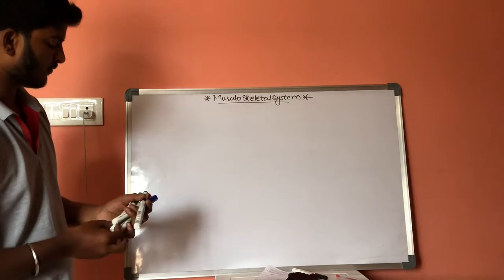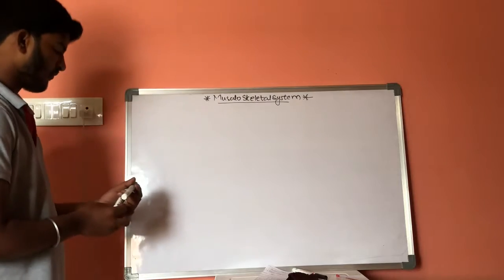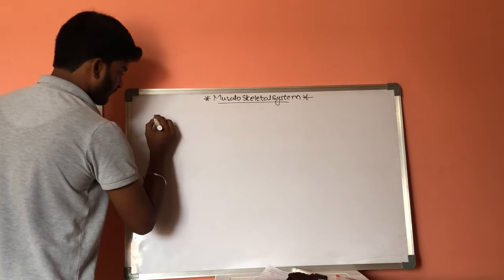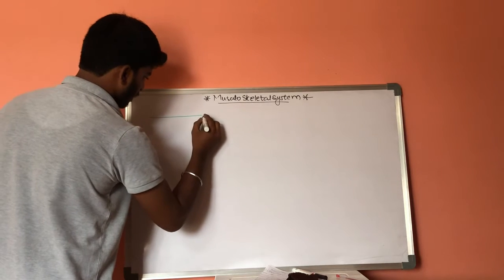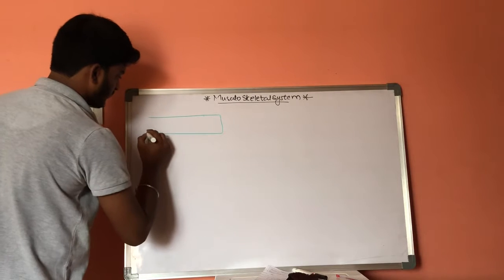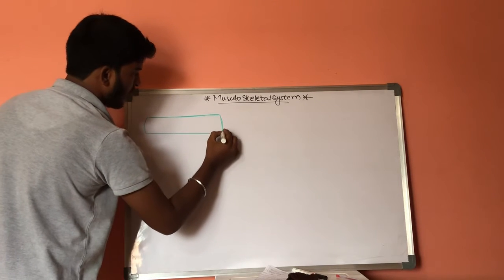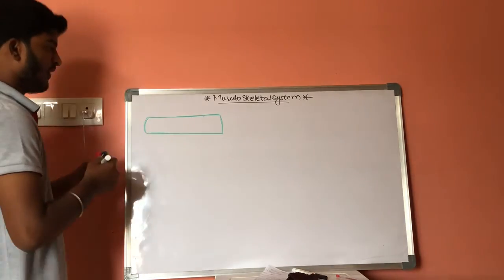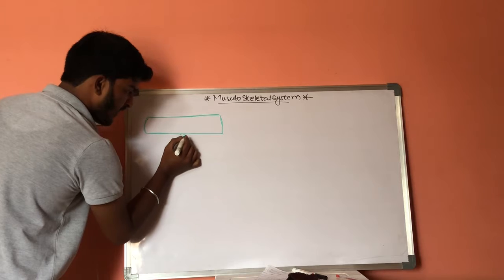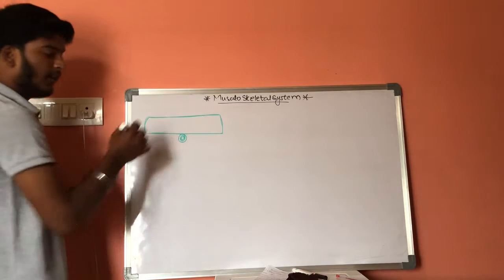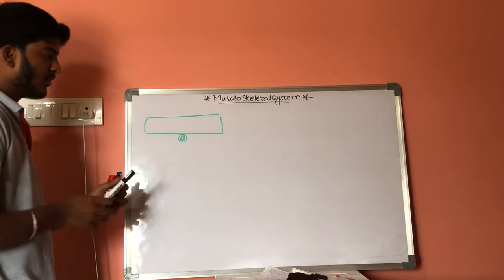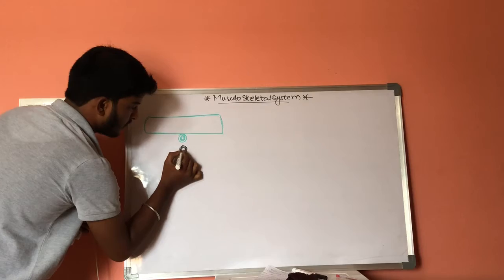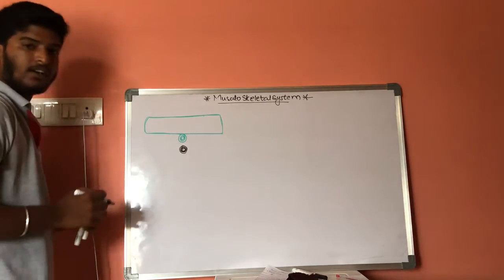Now let us consider this is the ectoderm, and under the ectoderm it consists of the neural tube, and below the neural tube it consists of the notochord. This is a neural tube and this is a notochord.